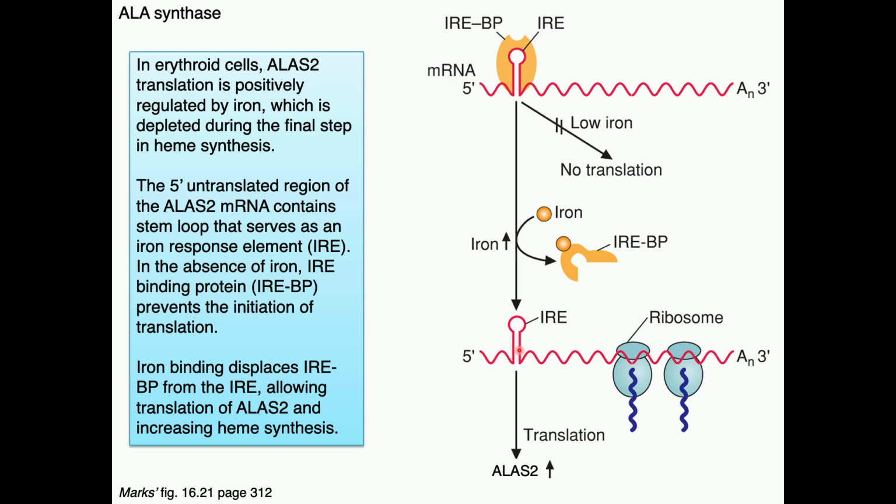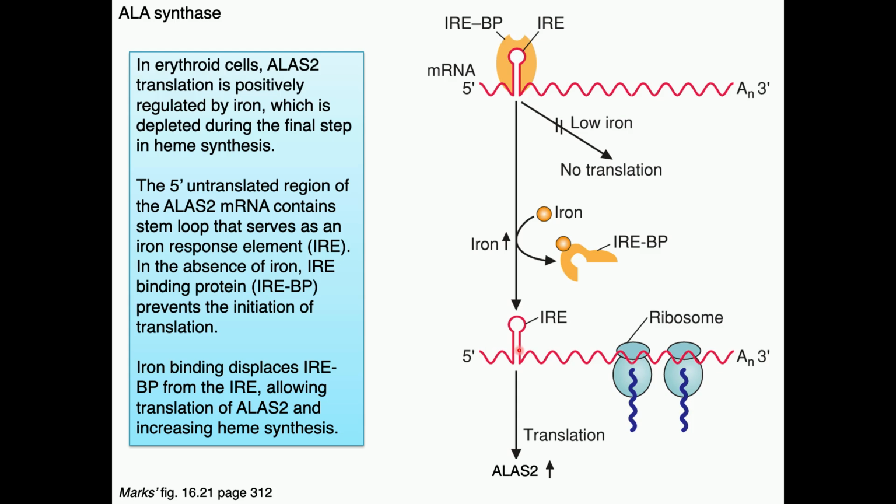So when the iron response element binding protein binds to that hairpin, it prevents access to the ribosome and prevents translation of the enzyme. Okay, so in the absence of iron, you are not going to be making any ALAS2. And that is a good thing because heme synthesis requires iron, and if you don't have iron for that last step, you don't want to commit the enzymes to the earlier steps, right?